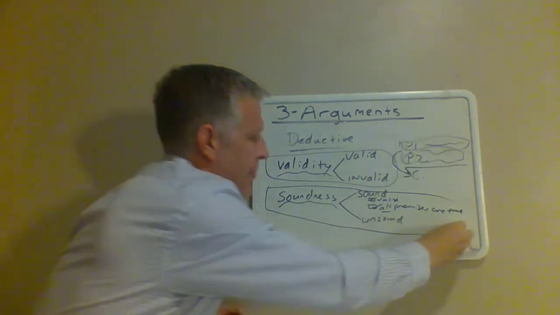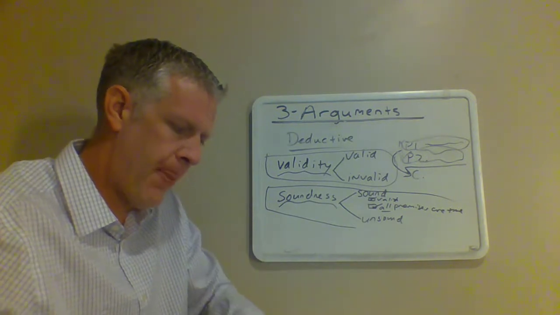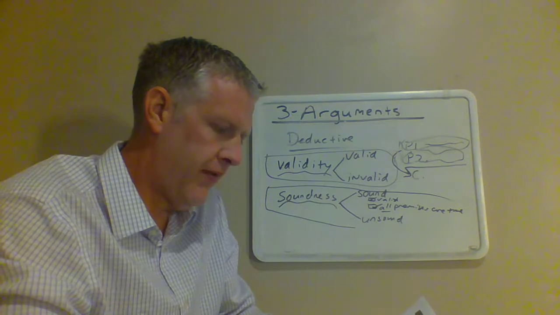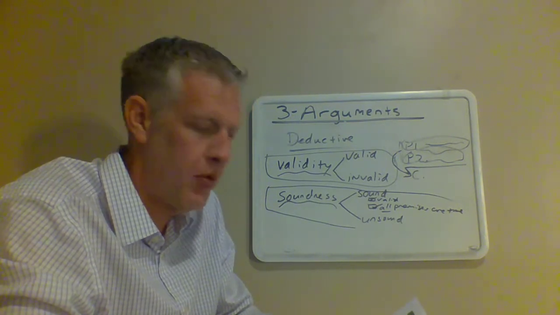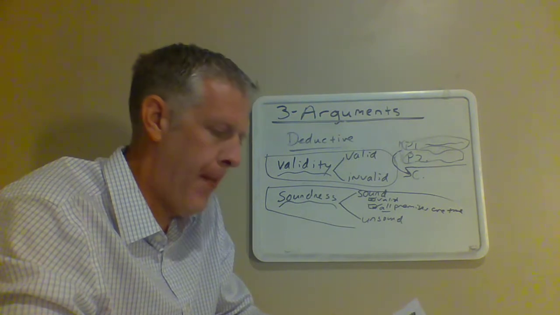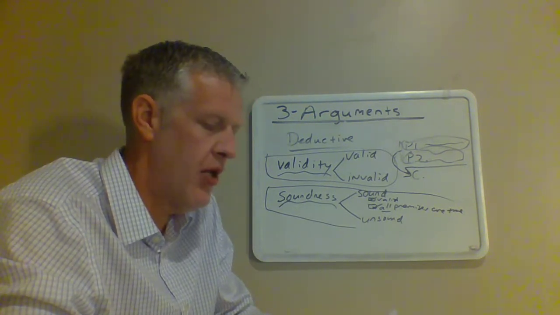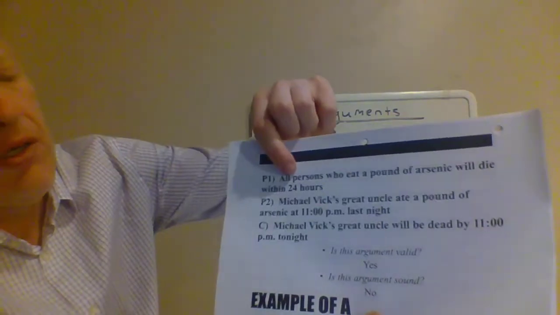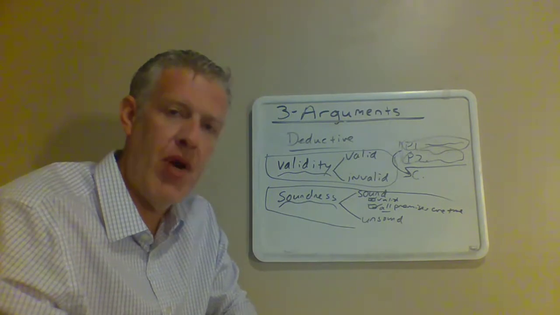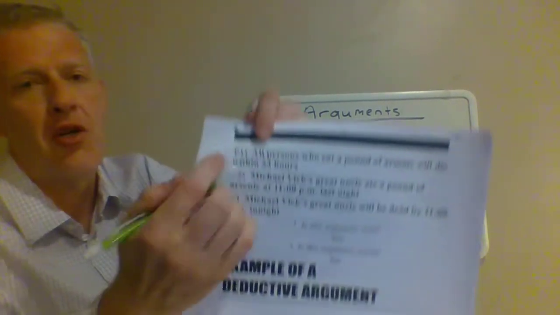Okay, so I think that's all I want to do. Oh yeah, I want to give an example real quick of a deductive argument. I'm not going to put this one up here. So on slide 9, poor Michael Vick's great uncle. I've been using this example for quite some time. So the example is premise 1: all persons who eat a pound of arsenic will die within 24 hours. I'll talk in a little bit later about indicator words. So we talked about premise and conclusion indicator words.